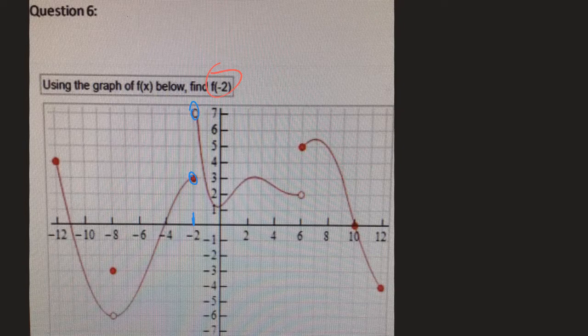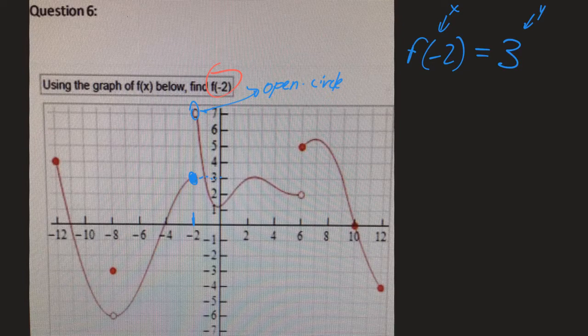If you look closely, you'll notice that this top one has an open circle, right? So open circle means that it's not one of my points on the graph. And that means that can't be my answer, right? So I have to go with the bottom point that's filled in. And I'm going to go ahead and say that f of negative 2 is equal to 3, which is my y value here. Okay, so they told me the x value is negative 2, and I found my y value from the graph at 3. Not 7. 7 is an open circle, so that one's no good to me.